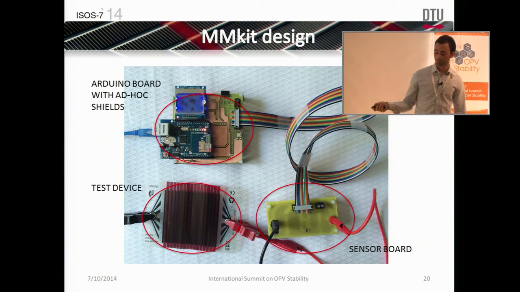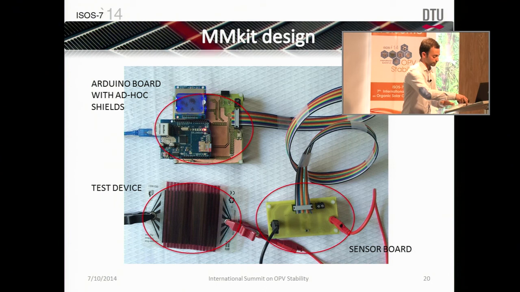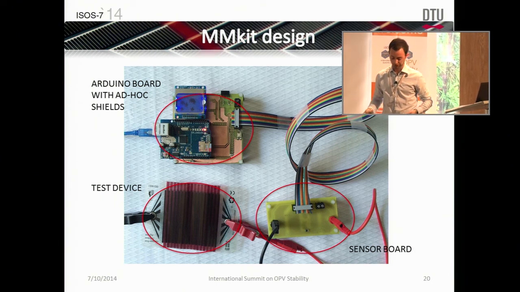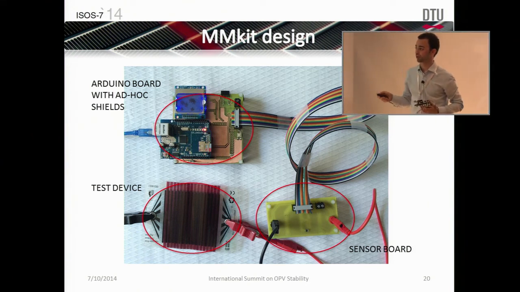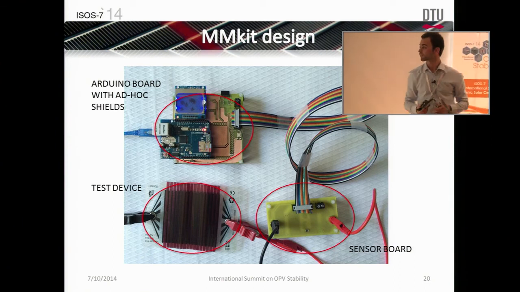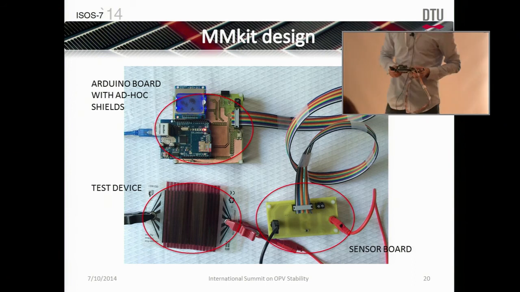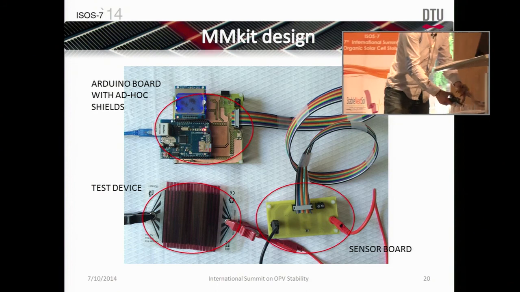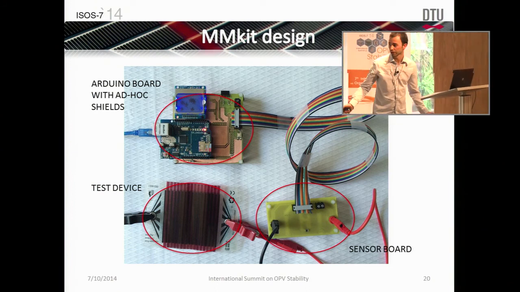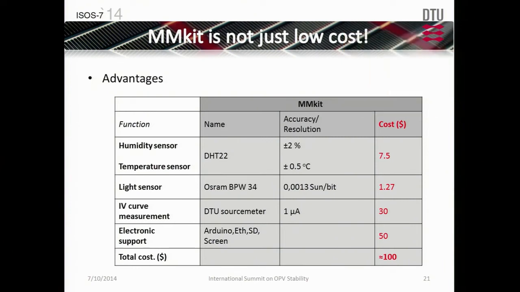This is how the system looks like. I also have it here. It's very compact. So this is the main hardware, which basically controls the system. And then we have the sensor board that you can place inside your aging chambers, and you can connect the device to it, so you are able to track all the parameters of your environmental chamber and also measure the solar cell.